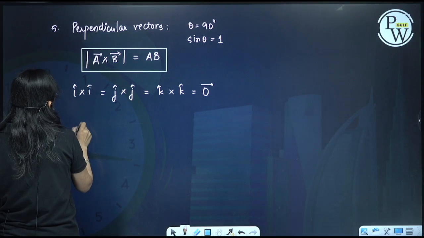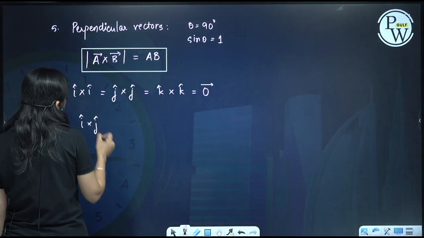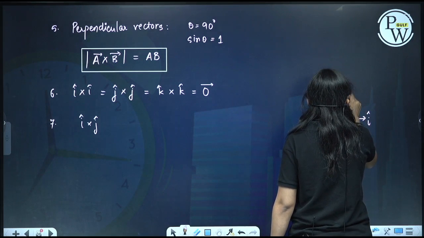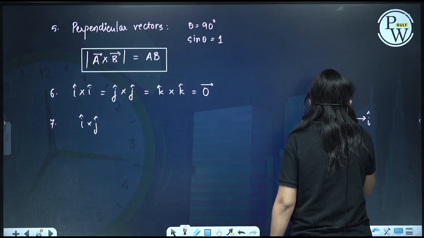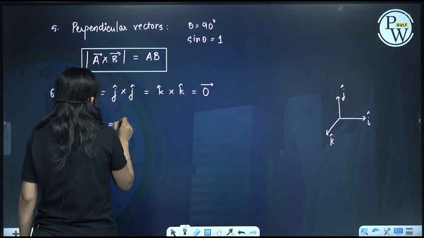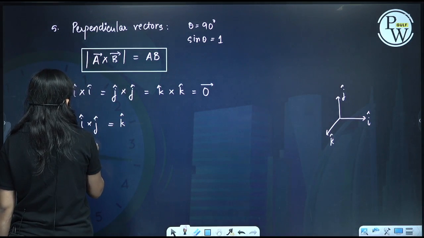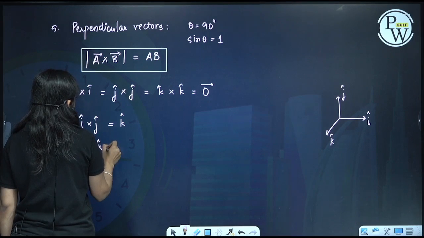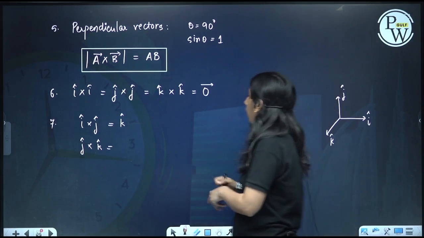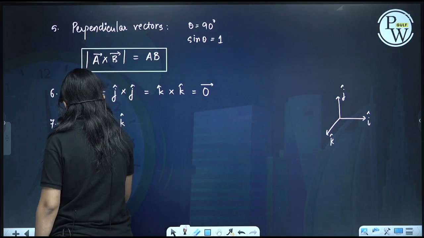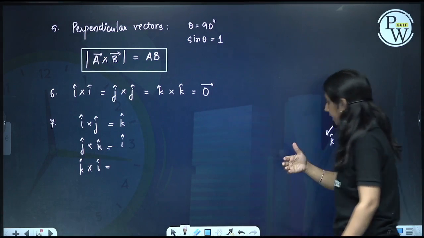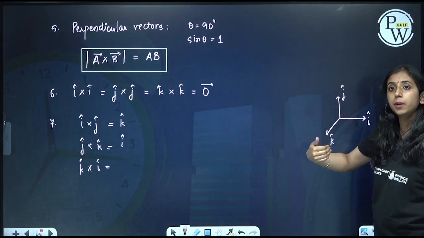Next, if we want to find I cross J, draw this: this is I cap, this is J cap and this is K cap. Now see, I cross J is giving me K. Now find J cross K. So J cross K is coming along I cap. Now find K cross I. K is outwards, so K cross I will give me J cap.